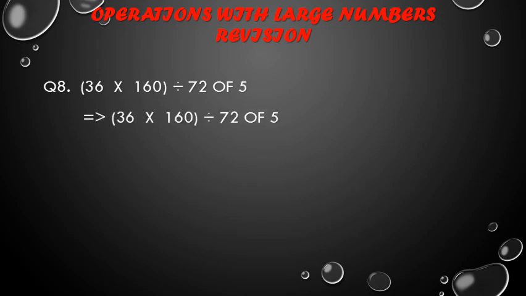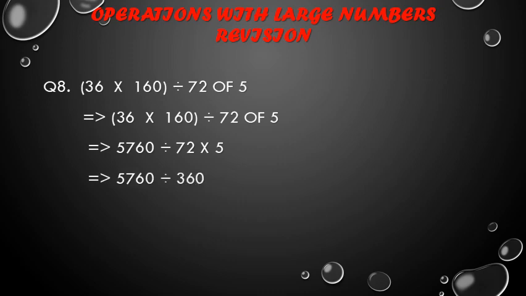So 36 multiplied by 160 divided by 72 of 5. So first, when we multiply 36 by 160, we get 5760, and we write the division sign, then 72, and of means multiply. So 72 multiplied by 5. And now after solving the bracket, we have to solve the of. So 72 multiplied by 5.